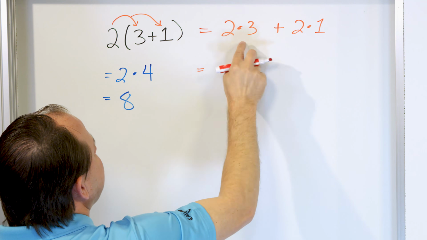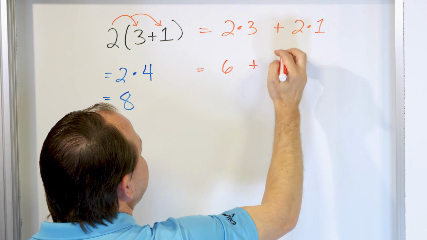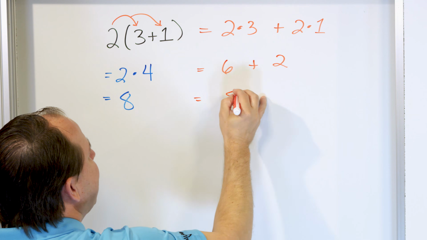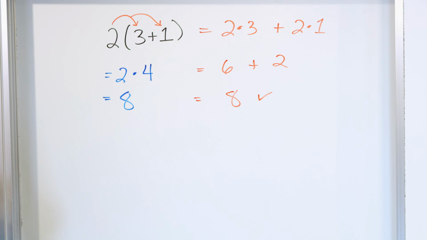So what do we get here? The 2 times the 3 is the 6, and the 2 times the 1 is the 2. We have to do multiplication before addition, and then finally 6 plus 2 is 8, and we get exactly the same answer no matter what we do.